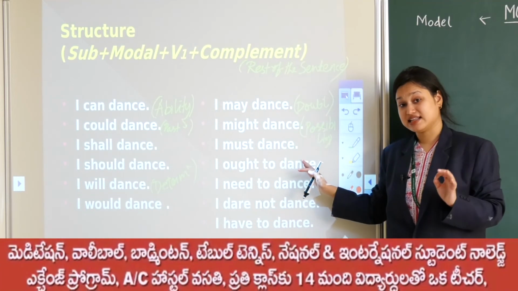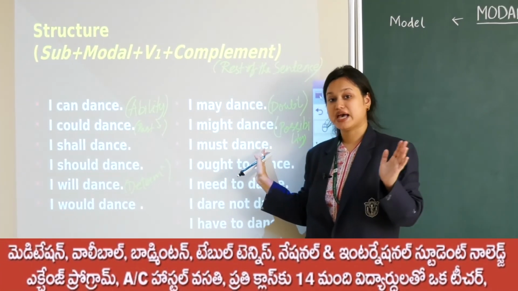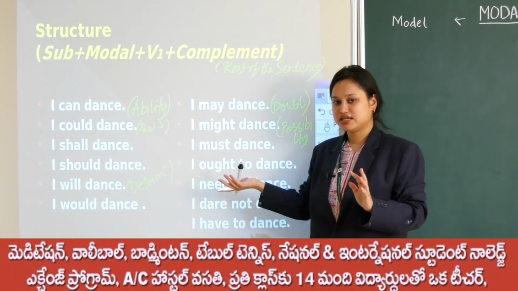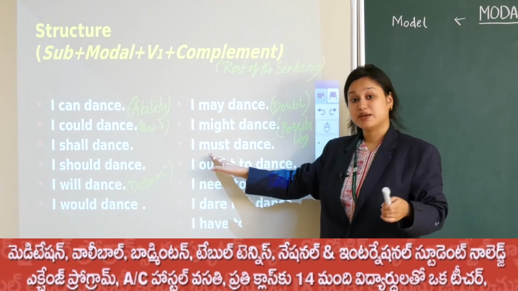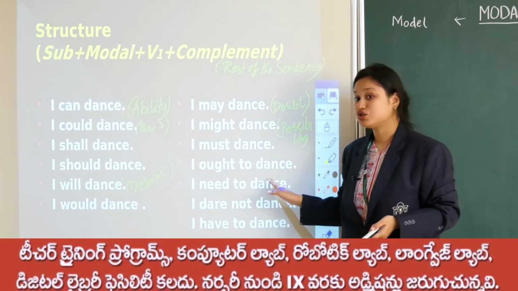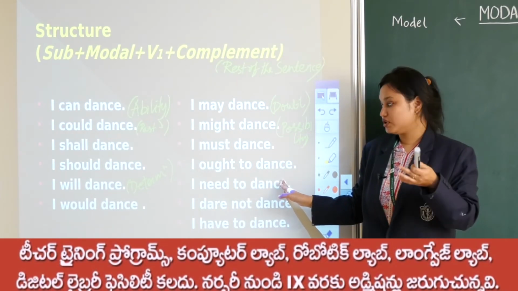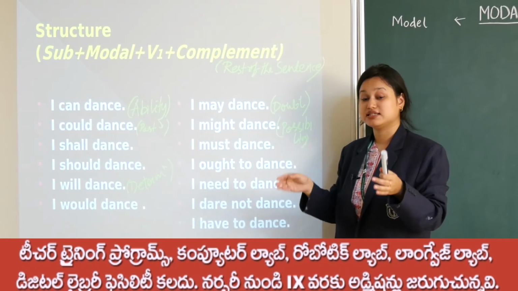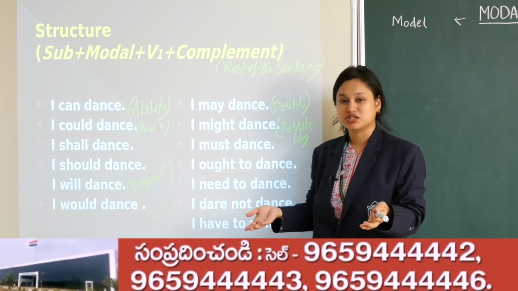I must dance. Oh, it's my friend's marriage. How will I not dance? I must dance, okay? So that's what friends do in the marriage. So I must dance. I ought to dance. They have given my name in the dance list. Now I have to dance. I ought to dance means compulsion, okay?